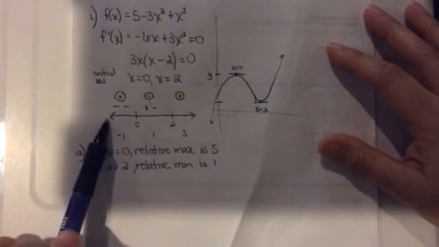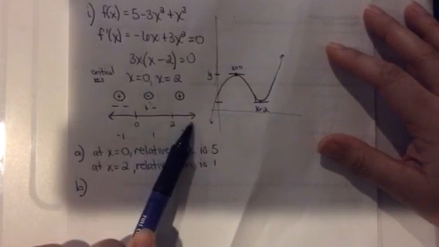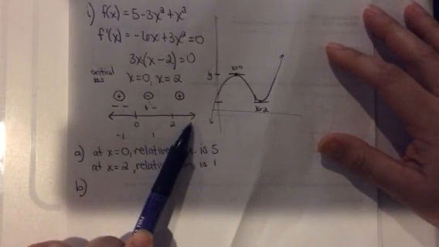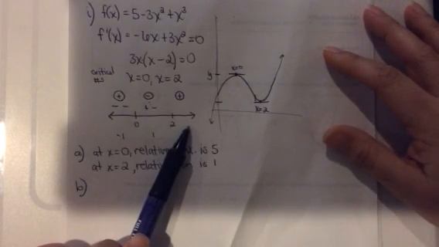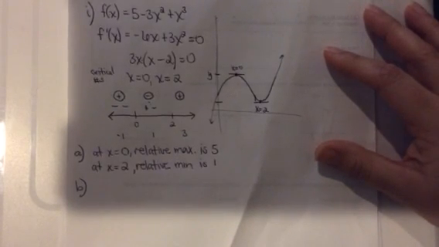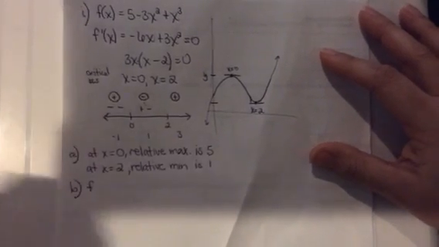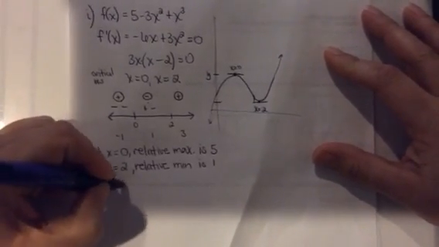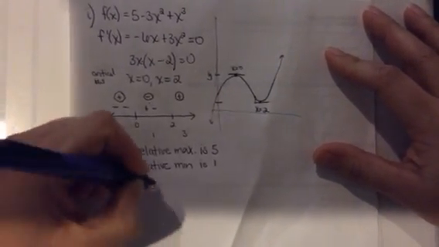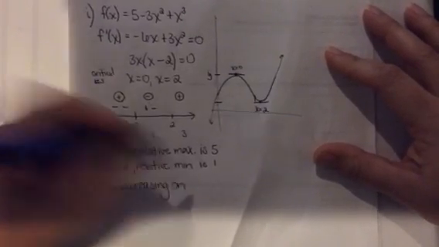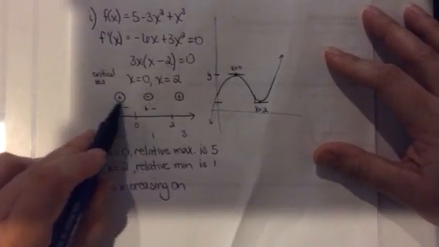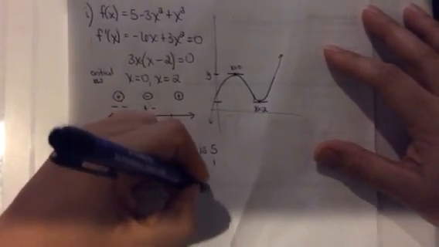Same thing with the number line. You need to state what this number line means. You need to interpret this and show that you know what this number line means. So part B asks for increasing. So I would say f, the function, is increasing on the intervals. Increasing is where the derivative is positive, negative infinity to 0.